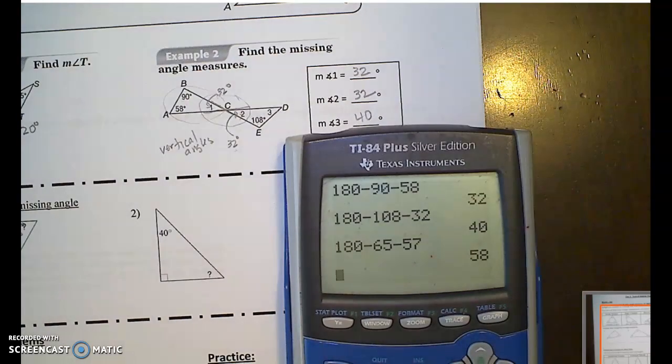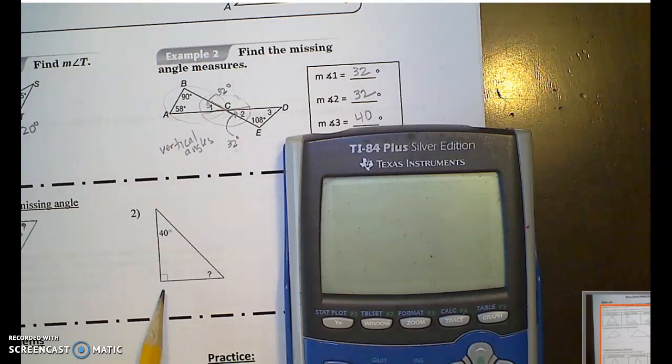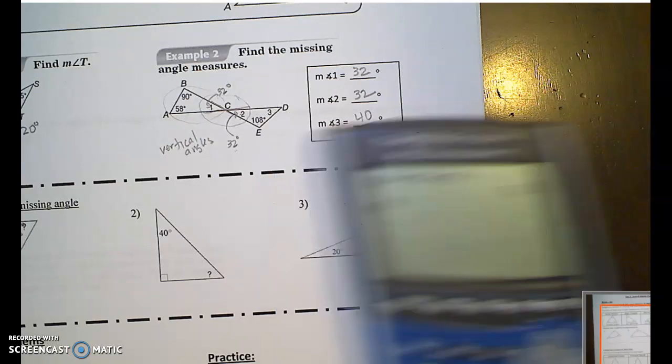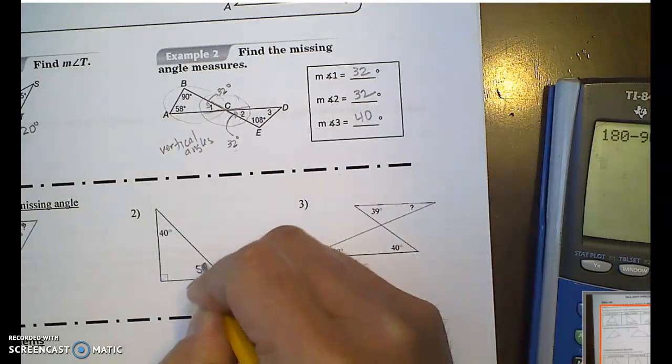Here we have a 90-degree angle and a 40-degree angle. So to find the missing angle, we'll take 180 minus 90 minus 40, which is 50 degrees. So that gets us this angle.